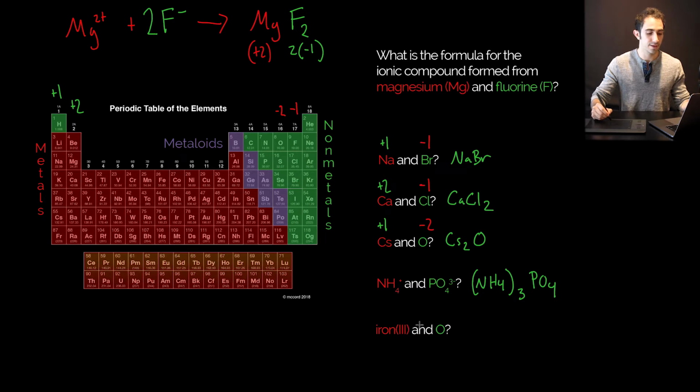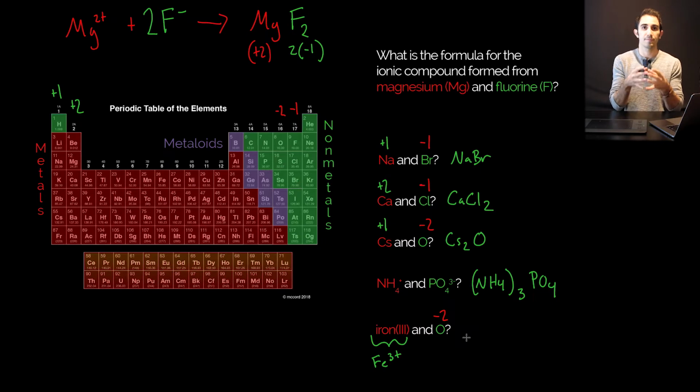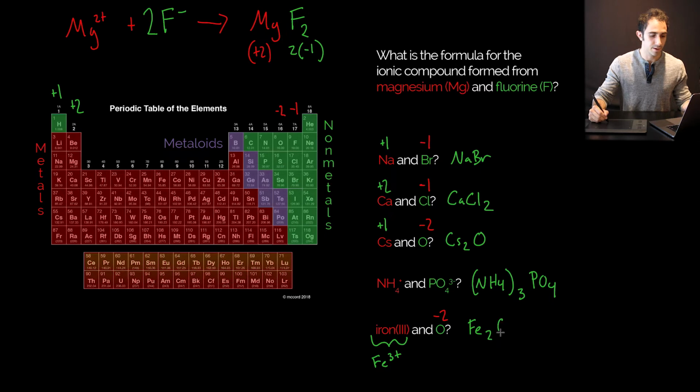Now, iron 3 and oxygen, what this iron 3 is telling me is that this is Fe3+. And so I want my 3+ to be balanced out with my -2 of oxygen. The way I can do that is find that lowest common multiple, which is Fe. I'm going to multiply that by 2, and then I'm going to take my oxygen and multiply it by 3. And if you're curious, we would call that iron 3 oxide.